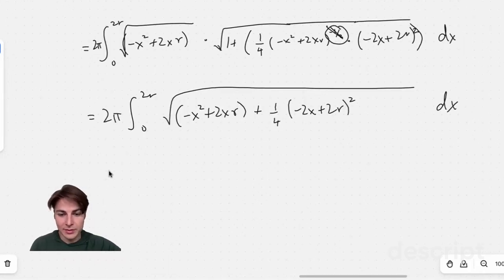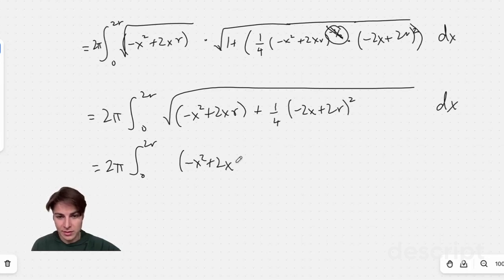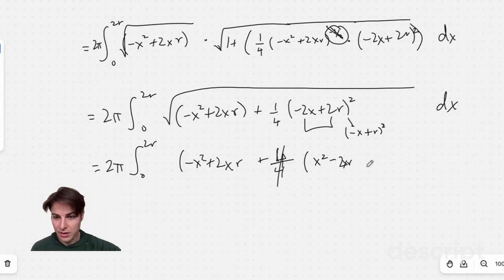Great. And so now we can do some simplification. So negative x squared plus 2xr. And we can expand this. So 1/4. And in fact, there's a 2 common here that is getting squared. So that is a factor of 4. So that cancels. So basically what we're saying is that what we're squaring is negative x plus r. This turns into that. So that is x squared minus 2xr plus r squared.